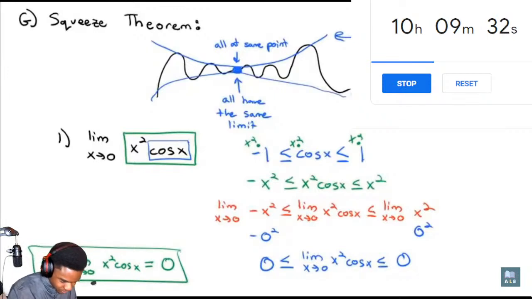They all are at the same point. They all have the same limit. One is always below and one is always above.